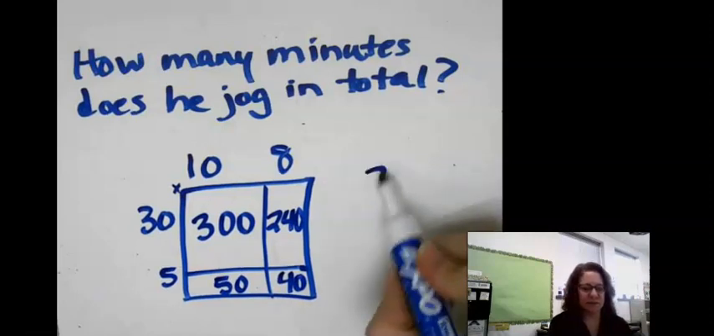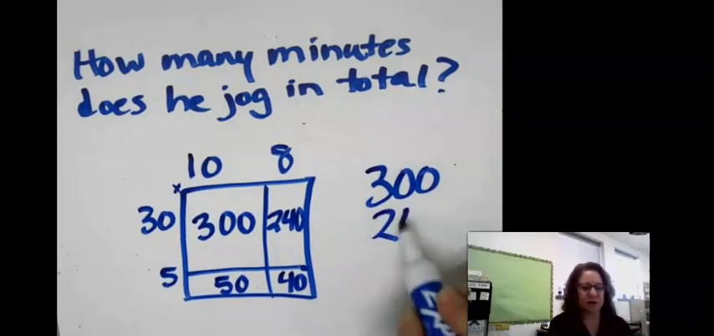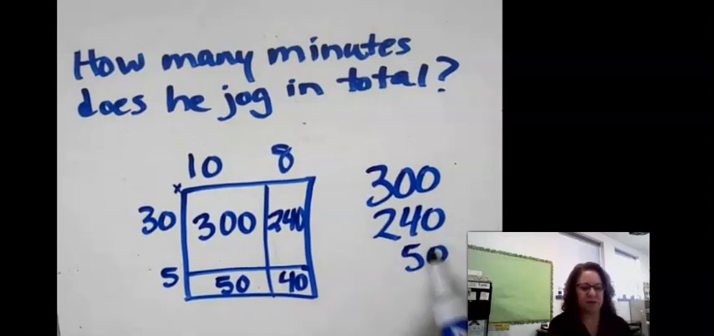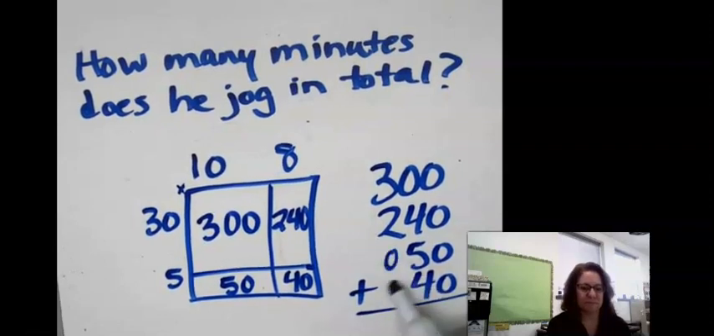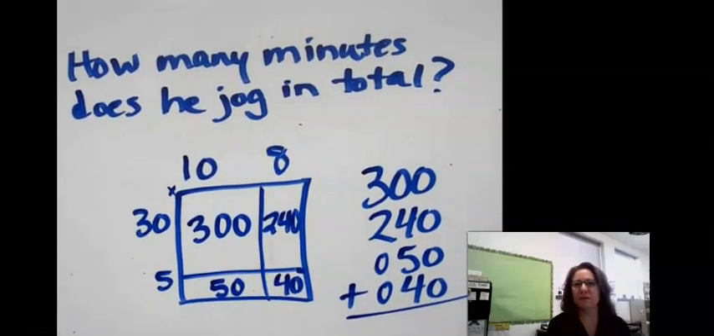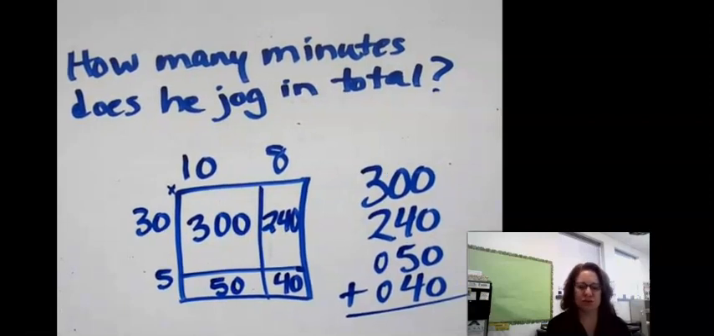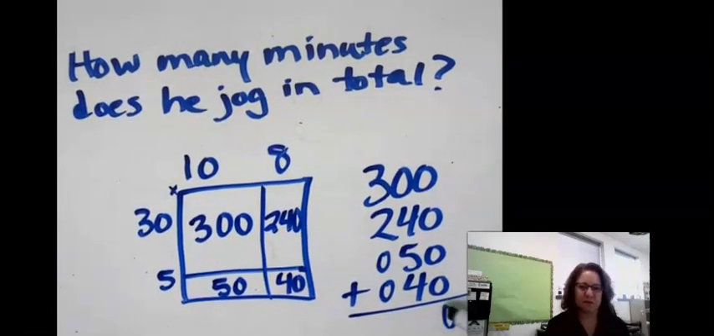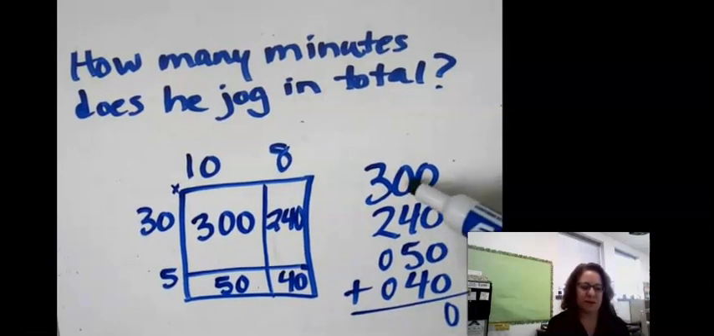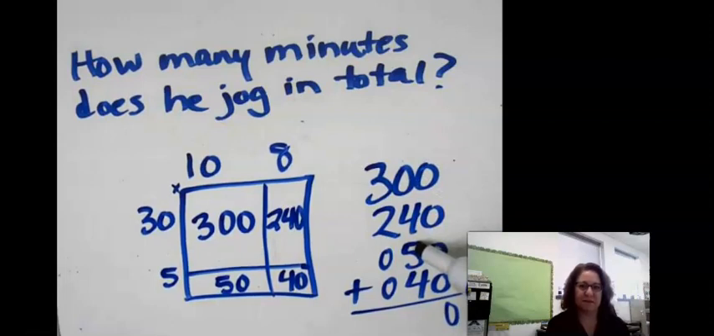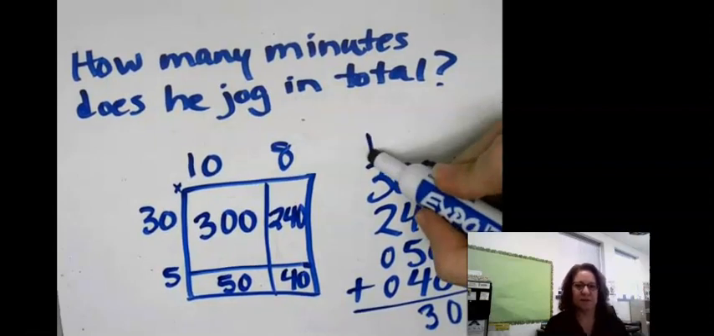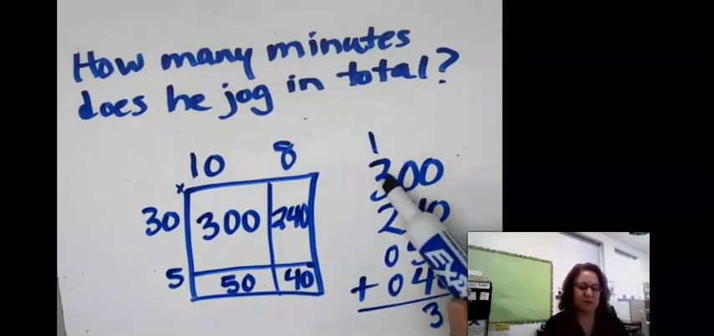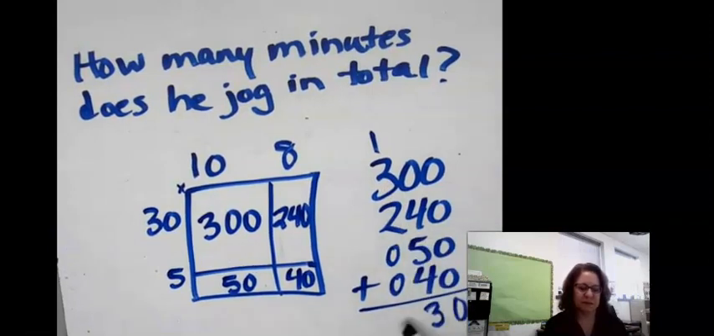So let's add those up. 300 plus 240 plus 50 plus 40. Be careful that you're lining up your place values nice and straight. Alright, so we have 0 here. We're starting on the right, guys. 0 plus 4 is 4. 4 plus 5, that's 9. And 9 plus 4 is 13. Carry the 1. 1 plus 3 is 4. And 4 plus 2 is 6.